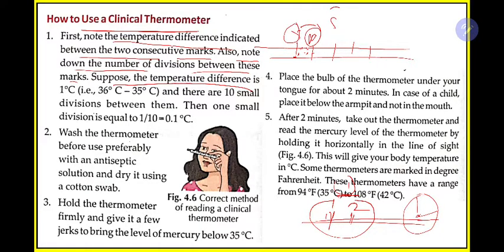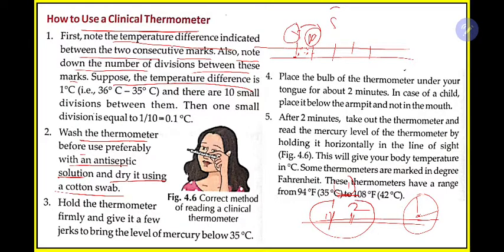Next, wash the thermometer before use, preferably with an antiseptic solution, and dry it using cotton. That means before using a thermometer you have to clean it. Okay, you have to wash it with some antiseptic solution, that means some chemical solution, after treating with which it will not be affected by any microorganisms. And you have to dry the thermometer with cotton.